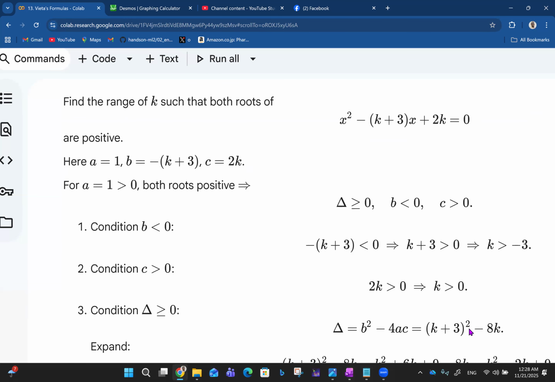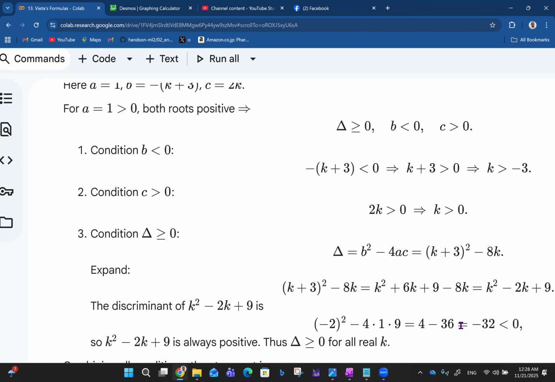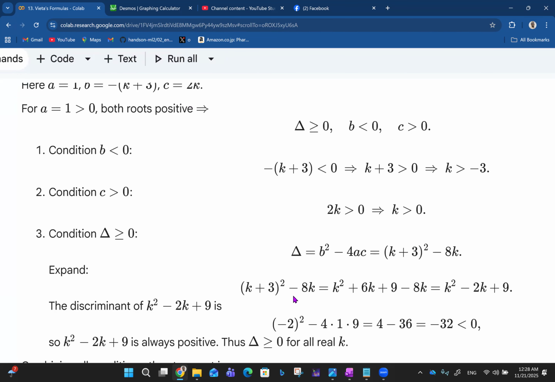And for the other condition, that the discriminant has to be greater than or equal to 0, that means b squared minus 4ac has to be greater than or equal to 0. When you square b, the minus disappears. So we have (k plus 3) squared minus 4 times 1 times 2k, that's 8k, greater than or equal to 0. If you expand this, from what we learned about the square trinomial, we have k squared plus 2 times k times 3, that's 6k, plus 9, then minus 8k. So 6k minus 8k is minus 2k. So k squared minus 2k plus 9.